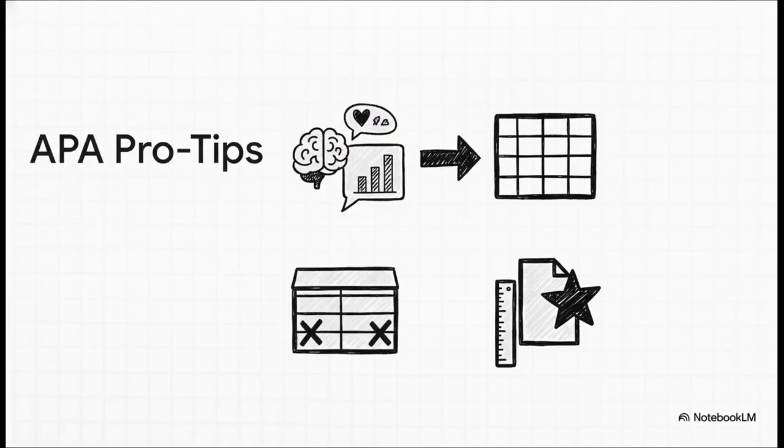So to make your report look super professional, here are a few pro tips for those APA tables. First, the results section is a no-opinion zone. Just the facts, ma'am. You'll save your interpretations for the discussion. Second, always introduce your table with a sentence or two in the text before it appears. And third, get that formatting perfect.